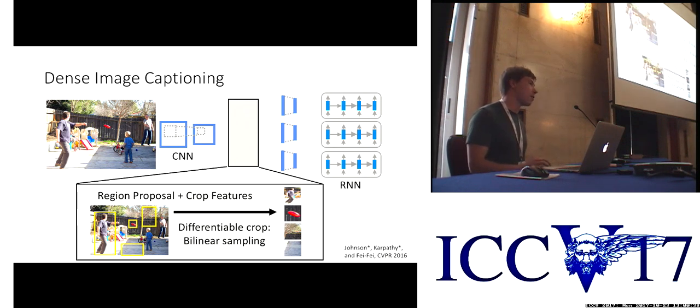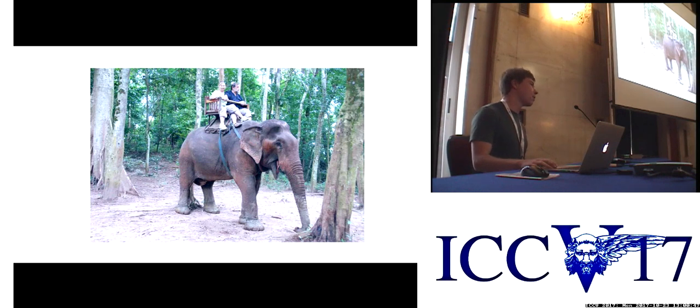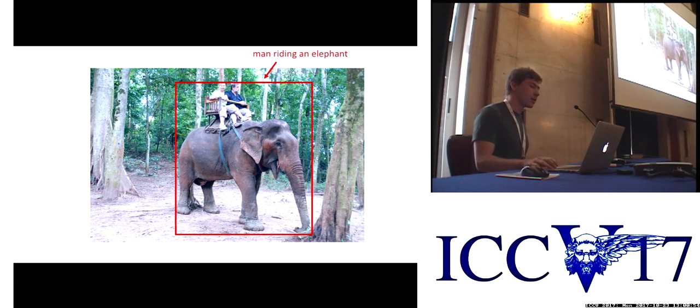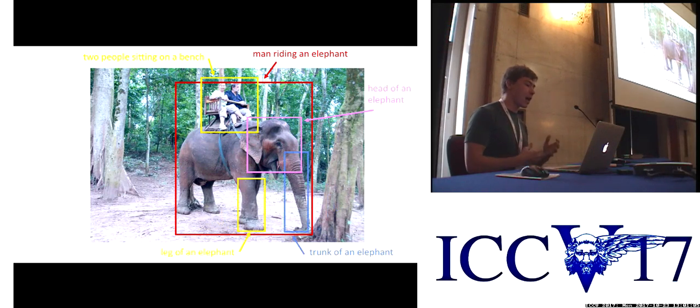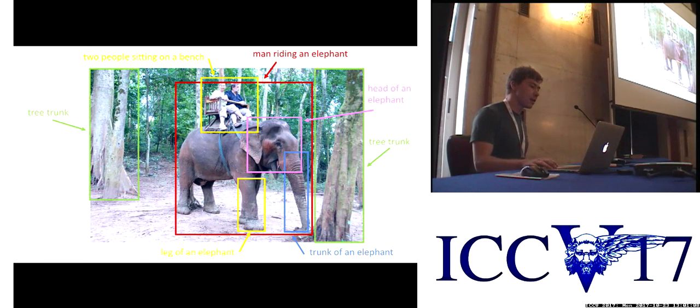In particular, we train on the Visual Genome data set, which in addition to scene graphs, also provides these region-level image descriptions written by humans. After we train the model on the Visual Genome data set, we can run it on one of the test set images and see what kinds of things it says. Here it says things like a man riding an elephant, so it's aware of relationships. It's aware of two people sitting on a bench. It knows about object parts, so it knows about the head of elephant, trunk of elephant, leg of an elephant. Also background things like tree trunks.